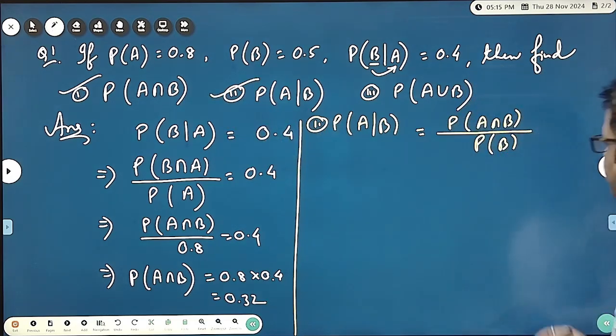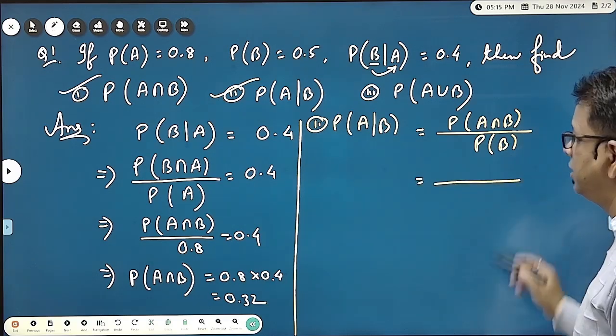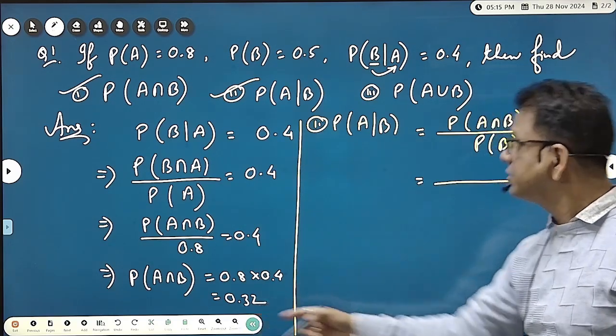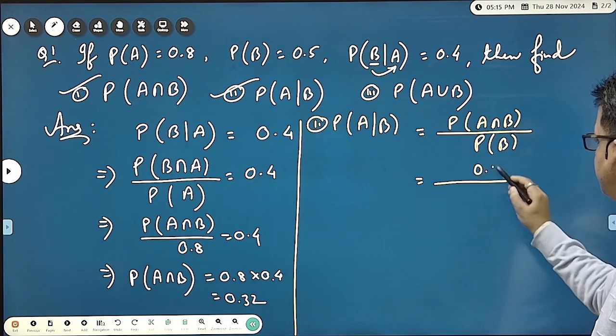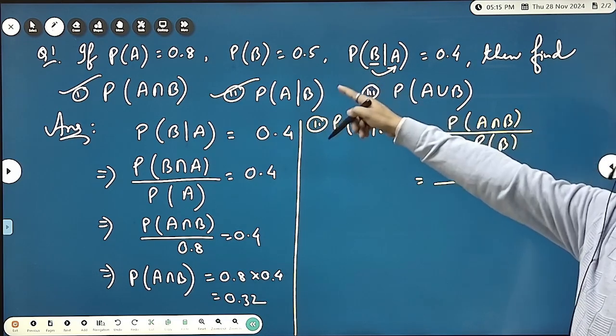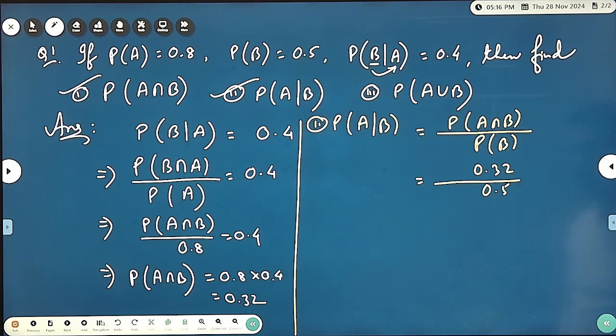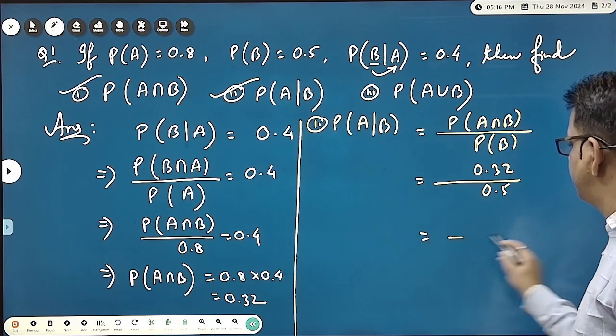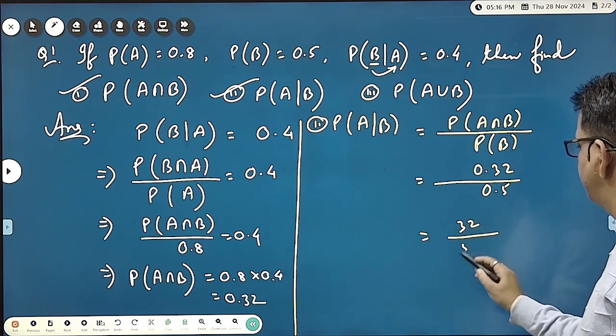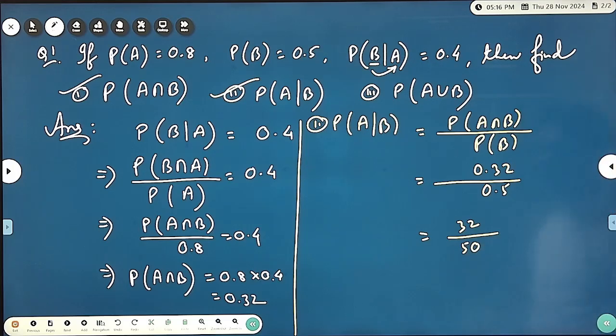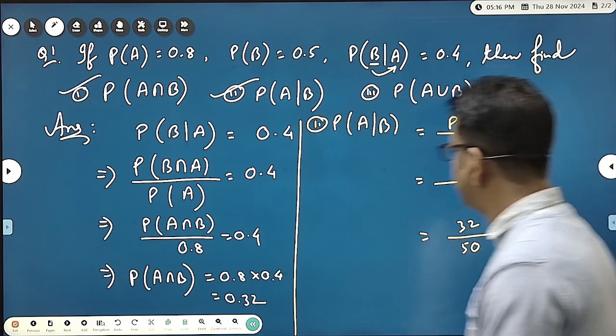While trying to find this, P of A intersection B is already there, we got it here. How much? 0.32. P of B is also given in the question. How much? 0.5. And just to convert it into fractional form, it will be 32 by 50. Okay, and now if you cancel by 2, it will be 16 by 25. Is it okay? Correct?